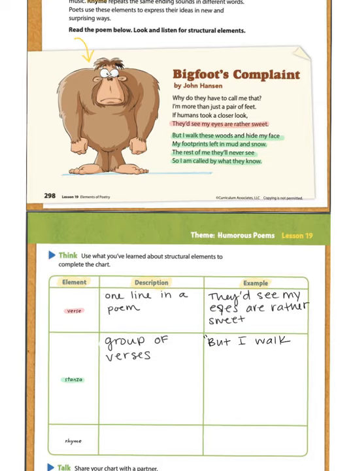And I'm going to use these 3 dots, also called an ellipsis, to shorten it so I don't have to write the whole thing. So those 3 dots signify that I would start with "but I walk" and end with "what they know." So I'm referring to this entire stanza right here.